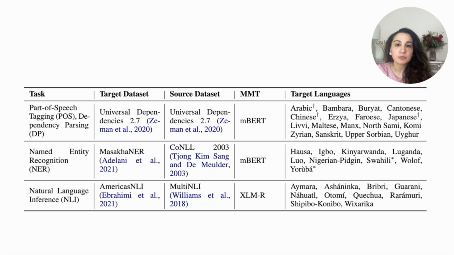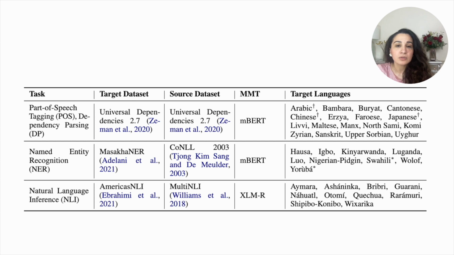This table summarizes the experimental setup used in the paper. The first column shows the different NLP tasks, while the second and third columns show the source and target datasets. For part of speech tagging and dependency parsing, and most of the languages in named entity recognition, language adaptation is done on Wikipedia corpora. For natural language inference, multiple different datasets are used. The fourth column shows the multilingual transformer models used for the different NLP tasks, and the last column shows the target languages evaluated. Zero-shot cross-lingual transfer is evaluated for 35 target languages across the 4 different NLP tasks.